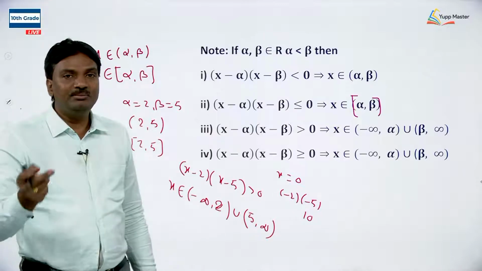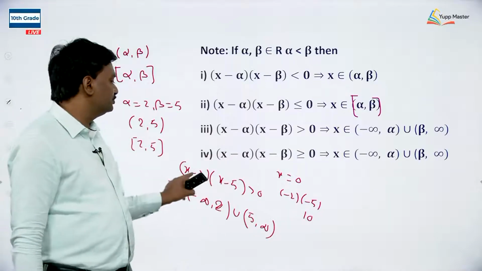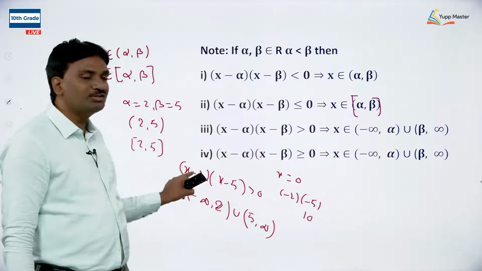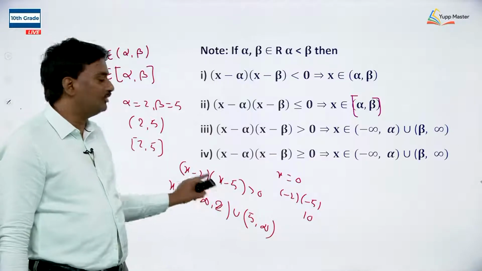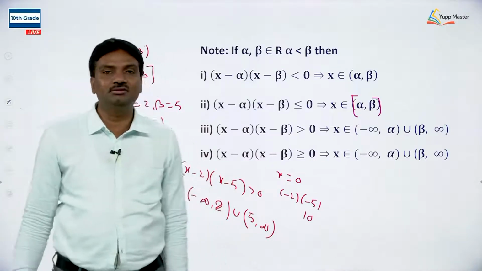Or we may take any value between 5 comma infinity. Suppose 6 is there. So, 6 minus 2 into 6 minus 5. 6 minus 2 is 4, 6 minus 5 is 1, 4 into 1 is 4, clearly that is positive.